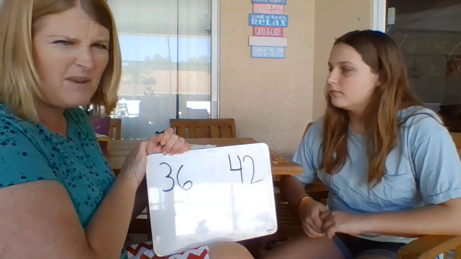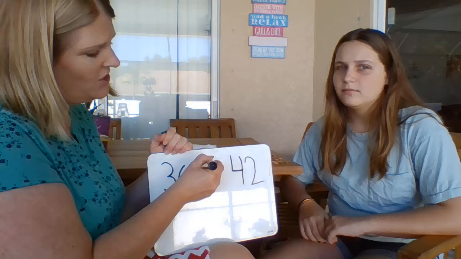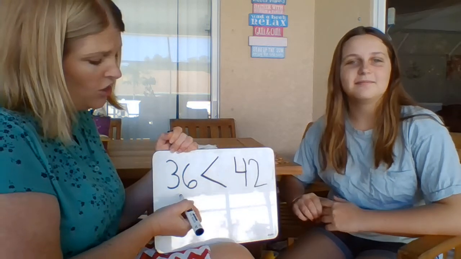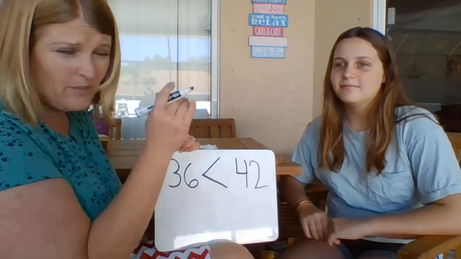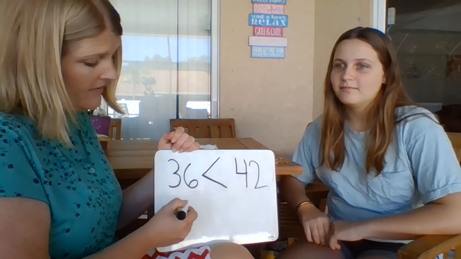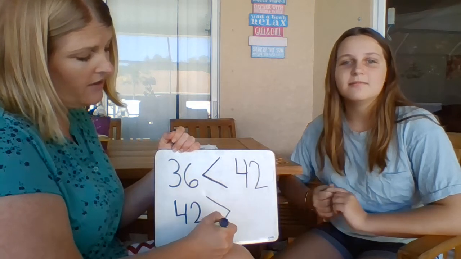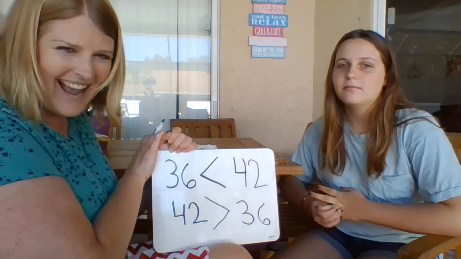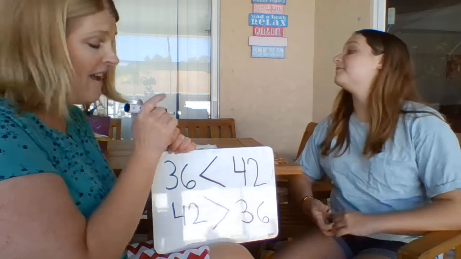Tell me, what should my mouth be eating? That 42. Good job. We want that big mouth to eat that 42. So our sentence says 36 is less than 42. I can then write it the other way. 42 is greater than 36. I can write it both ways to show who has less and who has more.